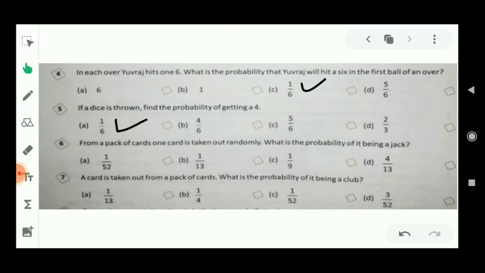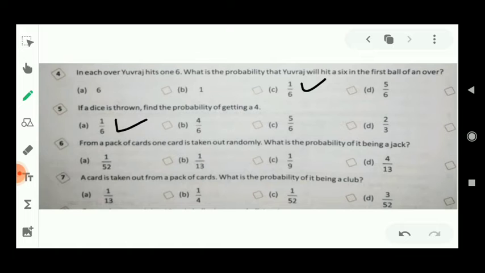Let's see the question number 6. Question number 6 is, from a pack of cards, one card is taken out randomly. What is the probability of it being a jack? Students, I want to tell you about the cards. The total cards in a pack of cards are 52 and jacks are total 4.